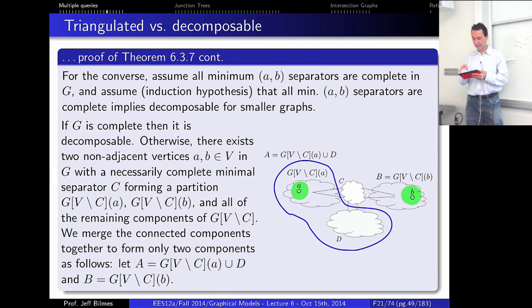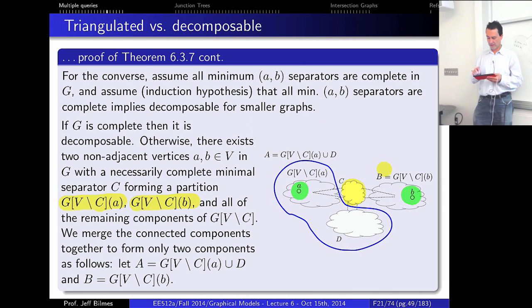With a necessarily complete minimal separator, C. And there's C. And that forms a partition. So the first part of the partition is, this is the notation that we defined earlier, right? This is the component of the shattering of C that contains A. After we shattered the graph by C, there's one component that contains A. There's another component that contains B. And there might be other components as well, right?